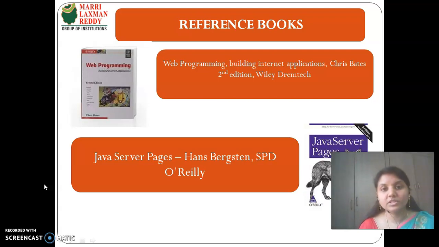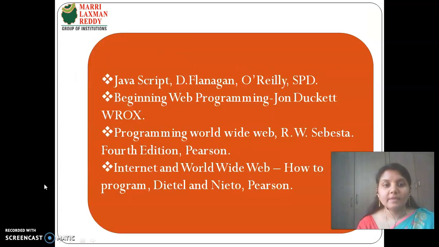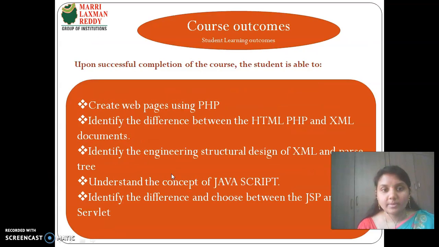Then coming to the 5th unit JSP, you have this very good book, Java Server Pages by Hans Bergsten, O'Reilly. So apart from all those 4 books, you also can refer to these books: JavaScript by D. Flanagan and Beginning Web Programming by John Duckett, Programming the World Wide Web by R.W. Sebesta, and Internet and World Wide Web: How to Program. So this is about the textbooks.